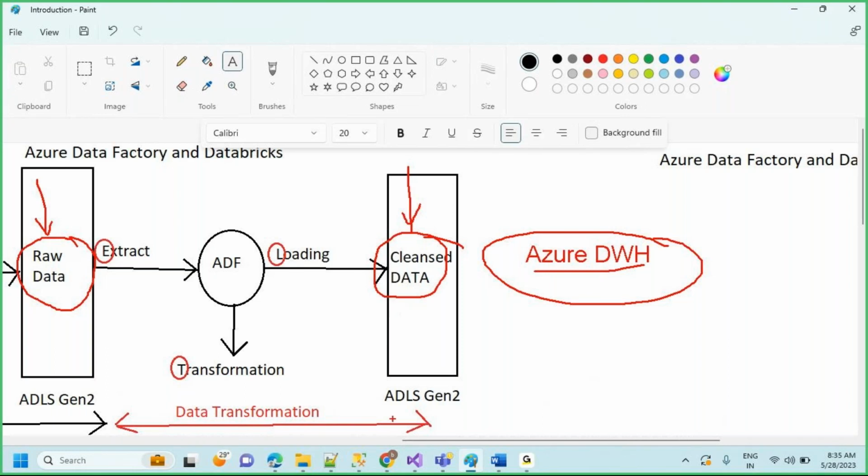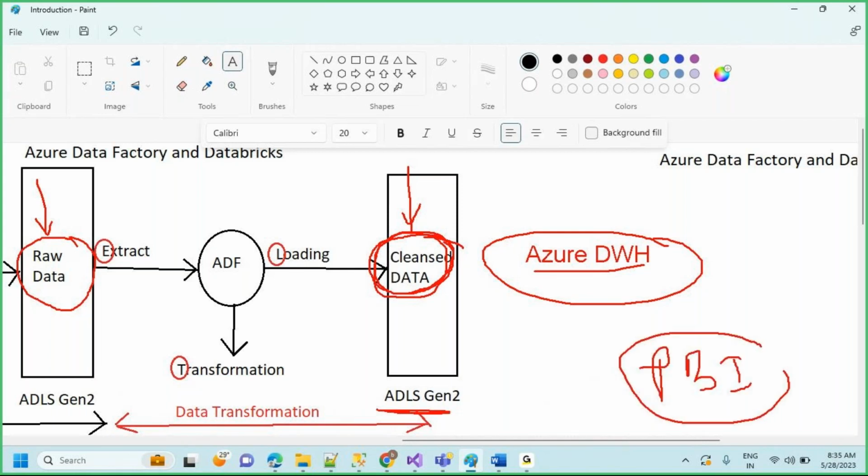And from Azure Data Lake Storage Gen 2, as cleansed data, it is read by the BI systems. Let's say Power BI. If you are aware of it, just imagine there is some reporting tool. They can take the data from the Azure Data Lake Storage Gen 2 to here.